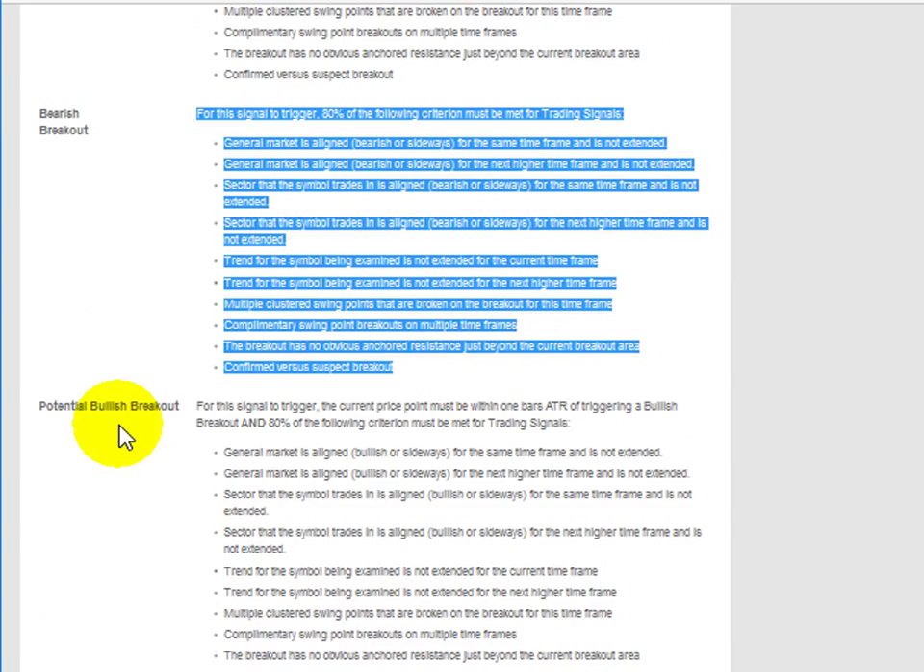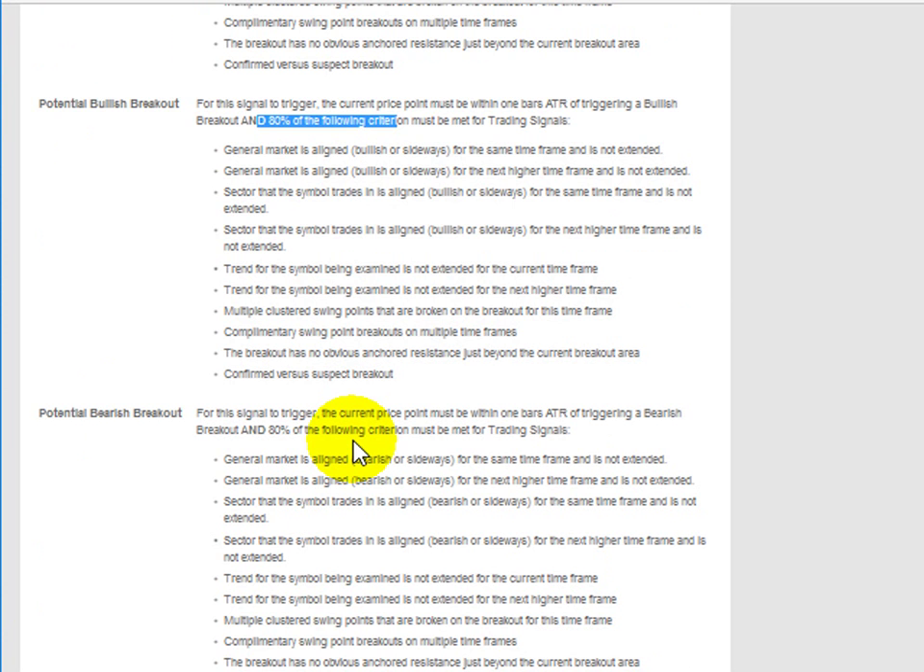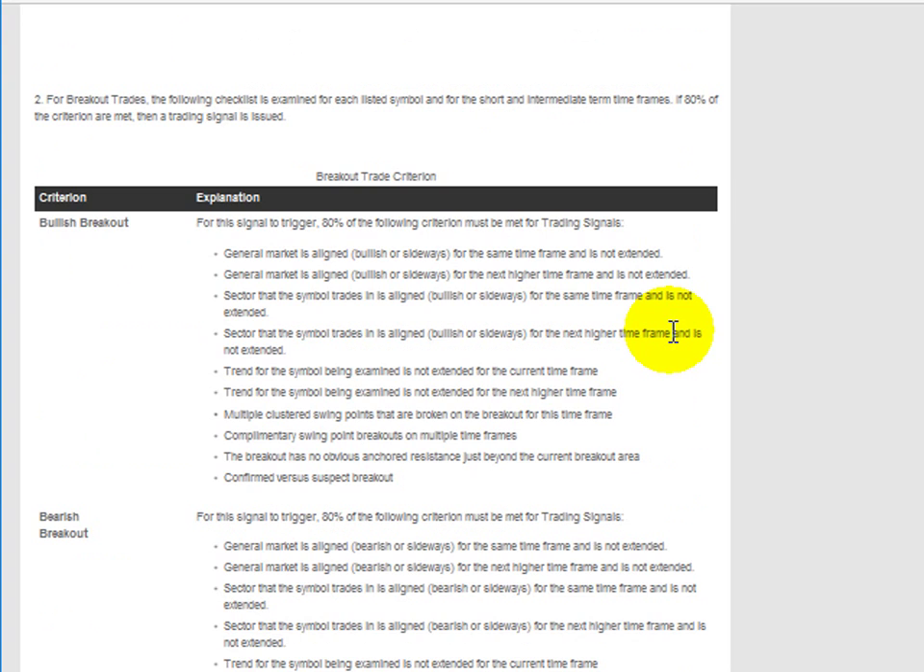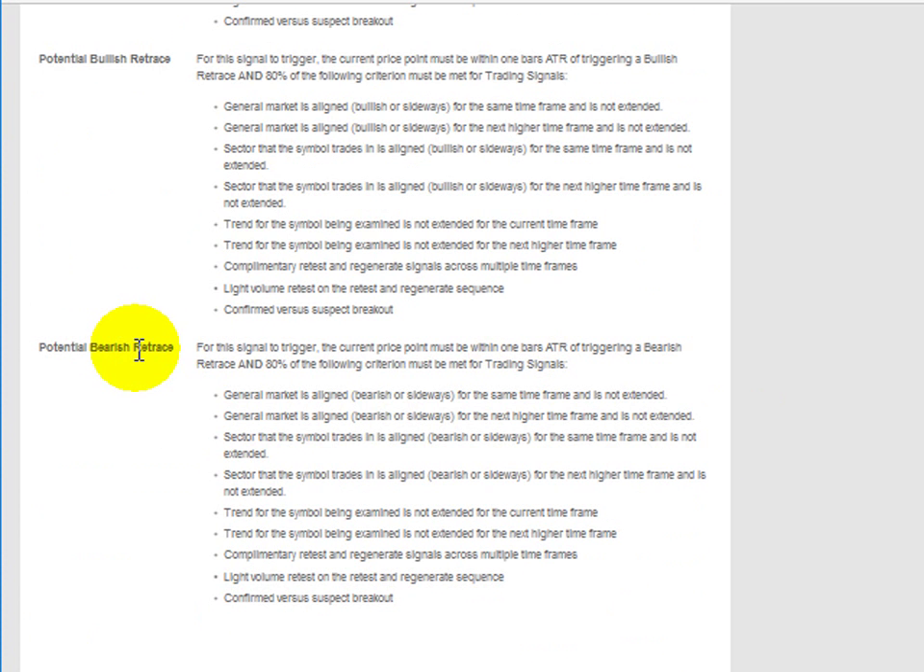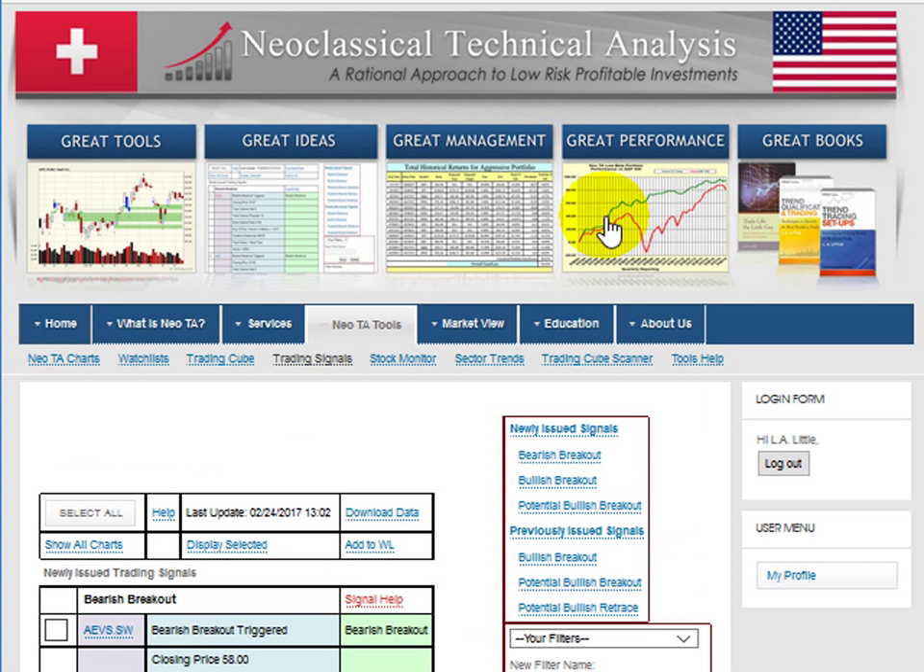If I see a potential bearish breakout that's about to take place, I don't care about the 80%. I'm just going to tell you it's taking place. I'm going to issue a signal on it in Stock Monitor. Same thing on breakouts, potential ones, and same thing on breakouts and retraces, both potential and actual, on the bullish side. Now, how would you use that?